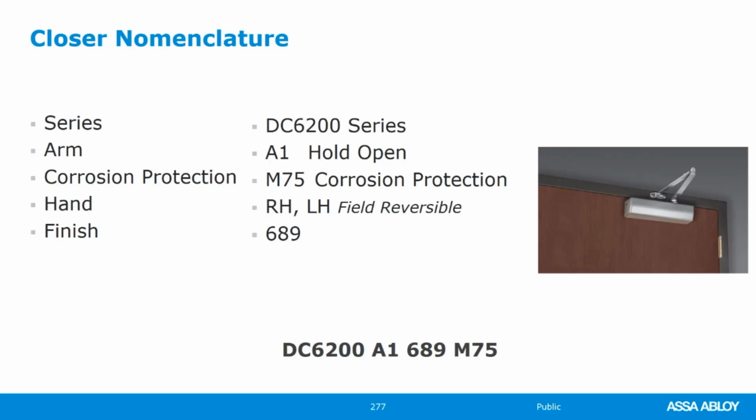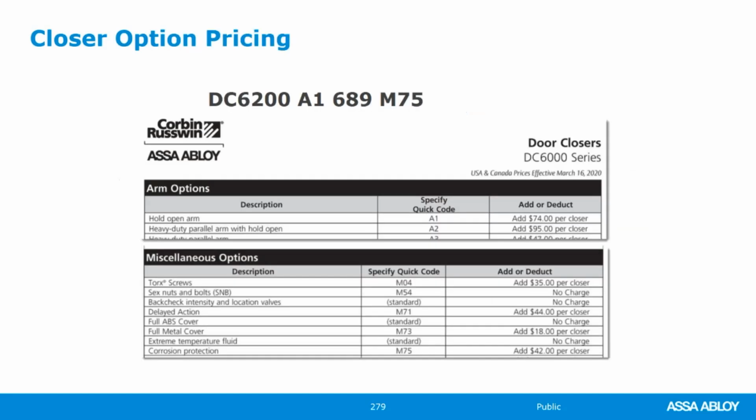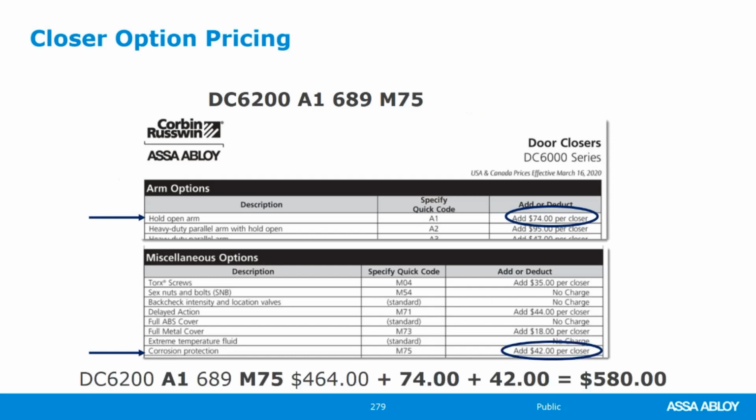So now we're going to go to the 6000 series. That is on page 329. We find the closer model in the left column. Across that row for regular arm, it's $464. Now we need to find the options for the arm and the corrosion protection. 335 has the upcharges. The hold open arm, A1, is $74. Our option for the corrosion protection is $42. Adding that to our closer, it brings that list price up from $464 up to $580.